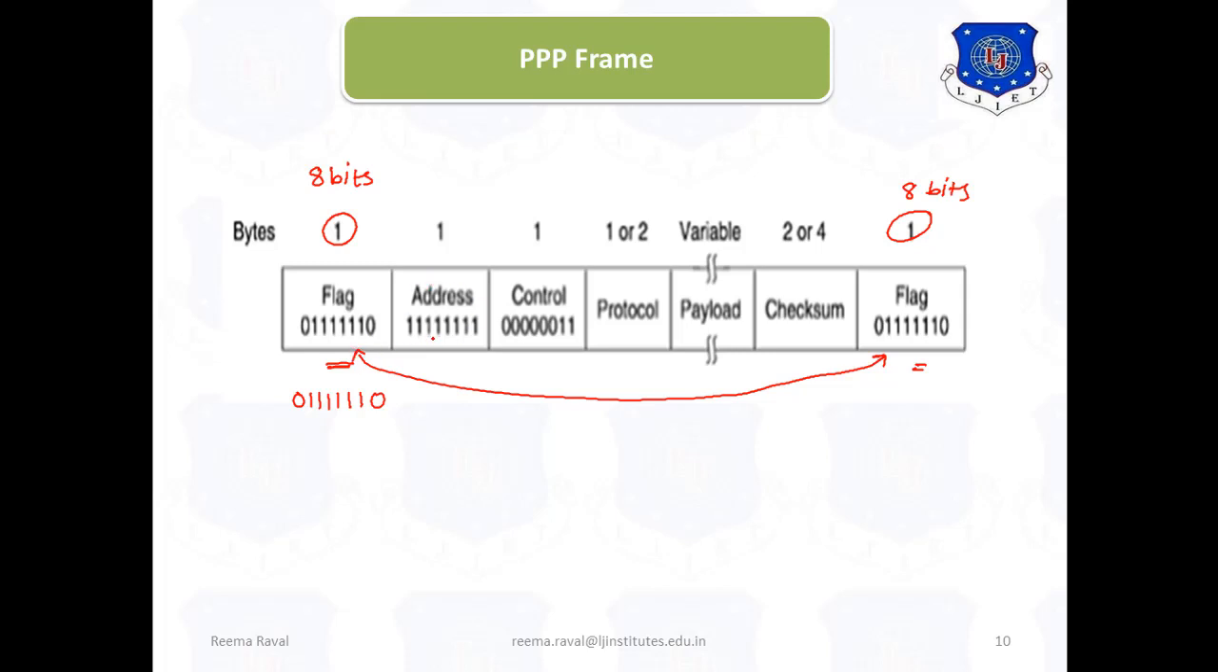The second field is the address field, which is of 1 byte having all ones. Then the third field is the control field, that is six 1s, six 0s and two 1s, which is of 1 byte, that means again 8 bits. Then next is the protocol field. This defines the protocol used for transmission. This may be of 1 or 2 bytes. Then the payload field, which contains the data, varies from layer to layer. Then the next field is the checksum field for error detection, which is of 2 or 4 bytes. Okay, this is the PPP frame structure.